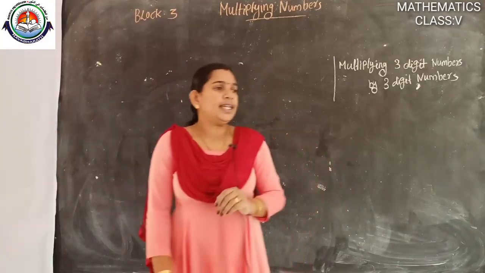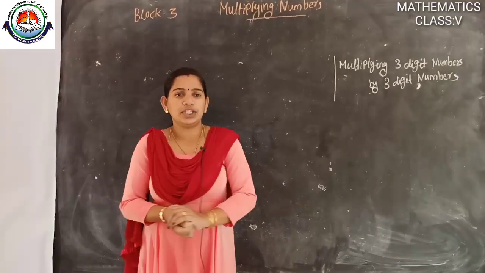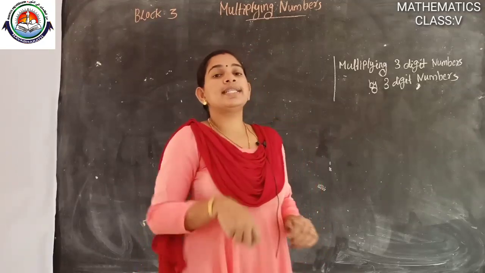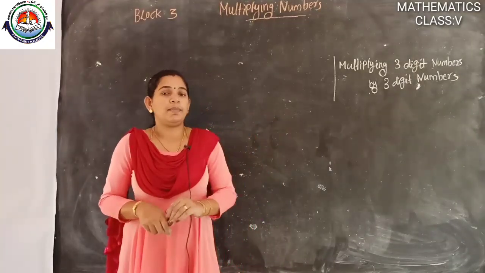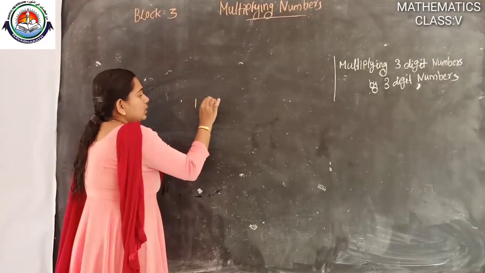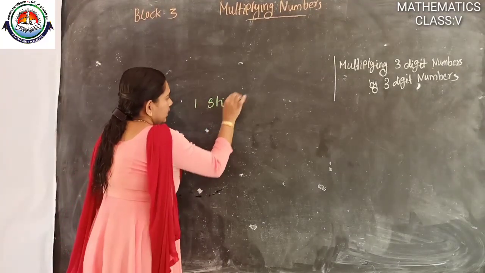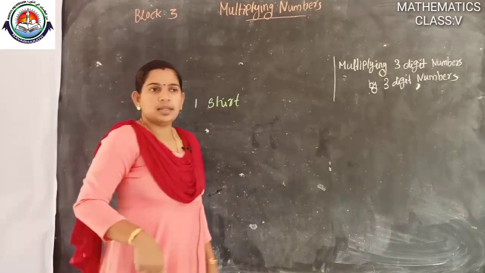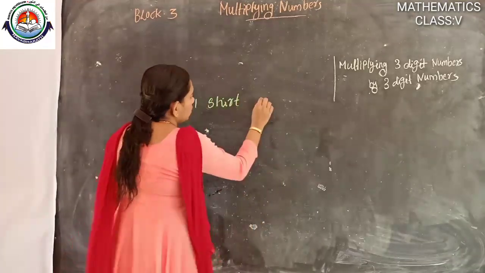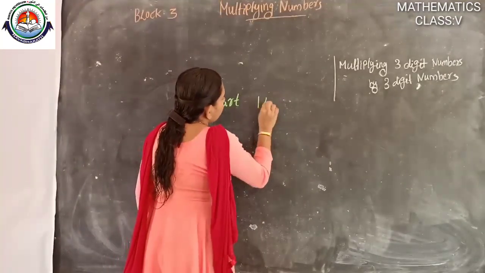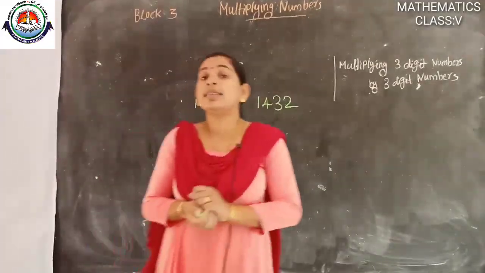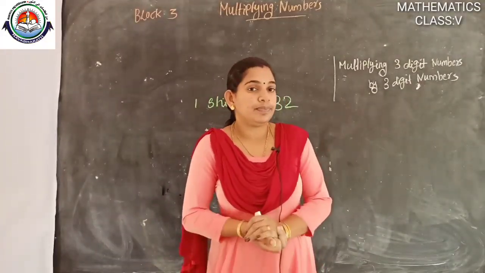Okay. And then in my brother's marriage function, I want to buy some dresses for my cousins. So I am asking the shopkeeper, what is the cost of one shirt? How many rupees for this shirt? They say that it is 1,432 rupees. 1,432 rupees for that shirt.